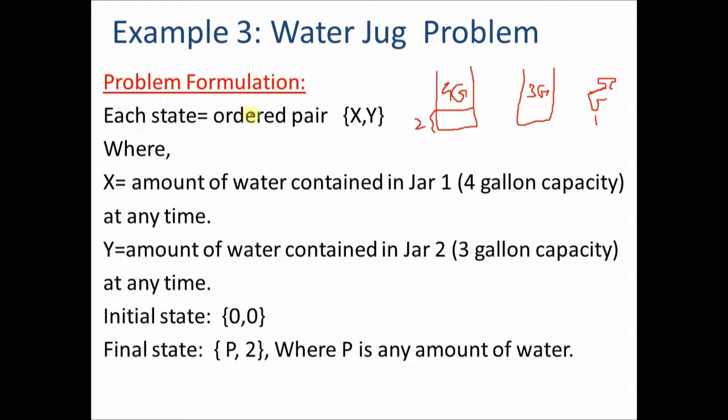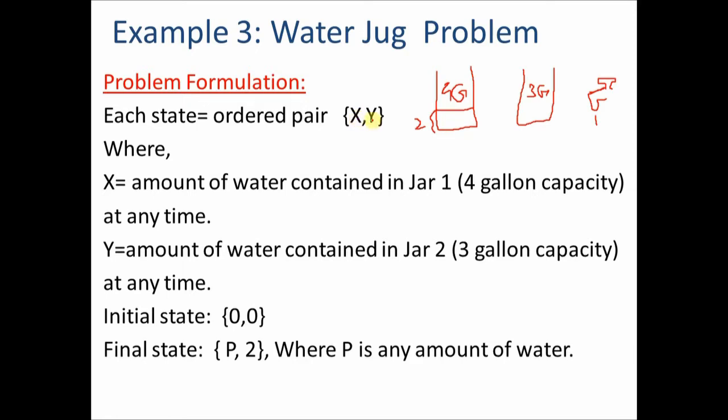Each state will be an ordered pair (x, y), where x is the amount of water contained in the 4 gallon jar and y is the amount of water contained in the 3 gallon jar at any point of time. So x is a variable which can hold a maximum of 4 gallons of water, because the 4 gallon jar's maximum capacity is 4.